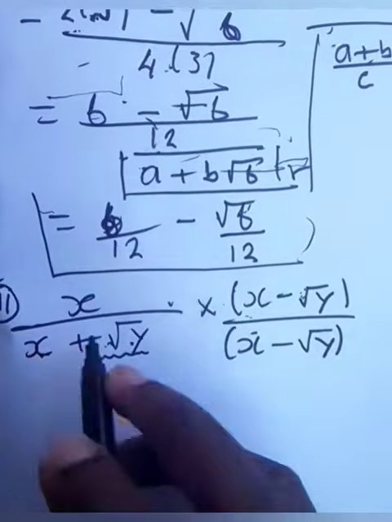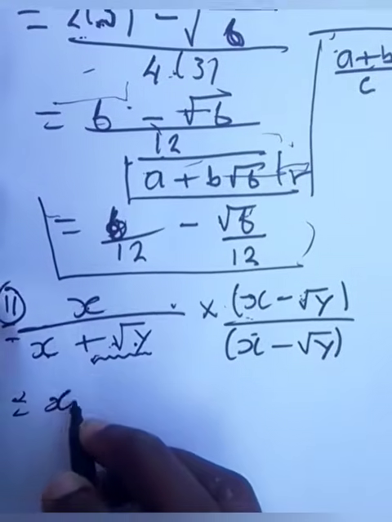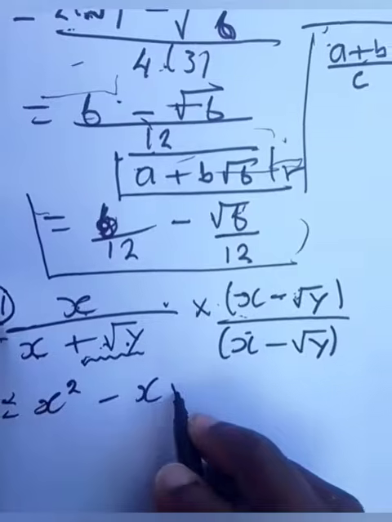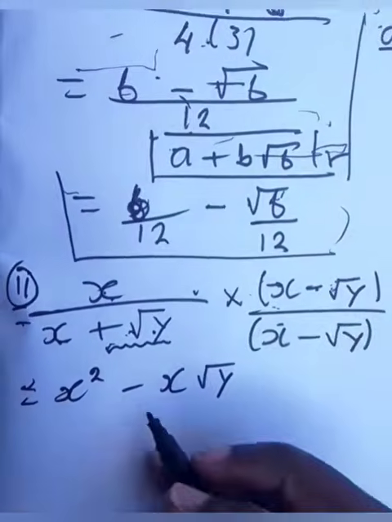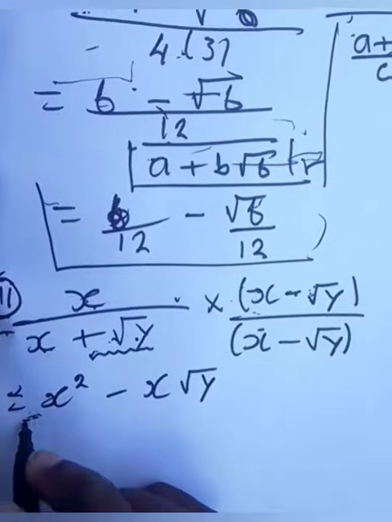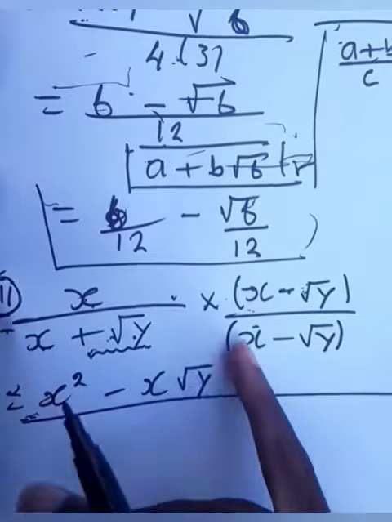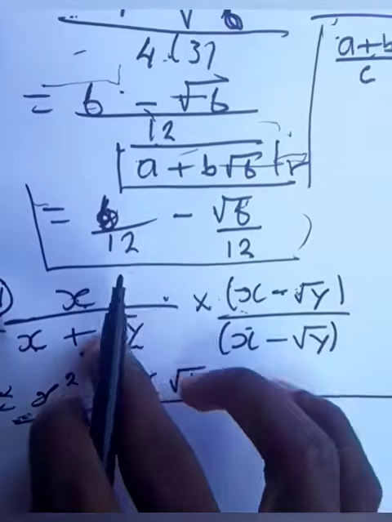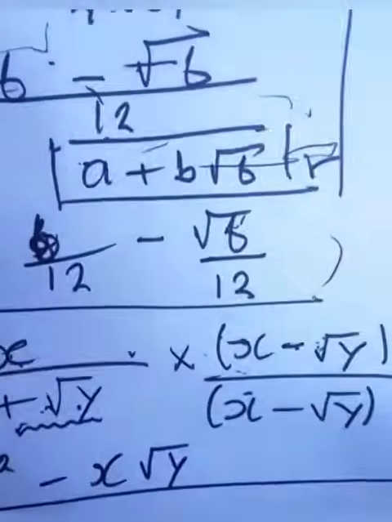Okay, so we multiply, so it's going to be, this times this is going to be x power 2 minus x square root of y. Then we say over. Now remember, our goal is to rationalize the denominator. So make sure that whatever you're going to do, denominator part should not have any square root. So let's just expand this.